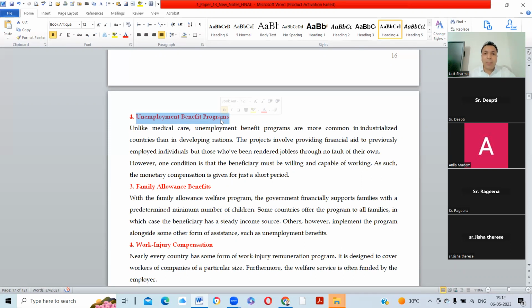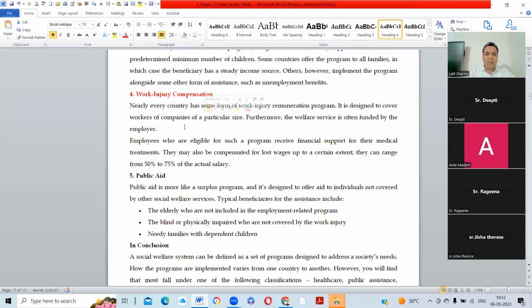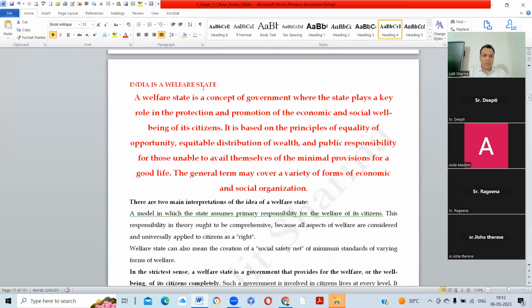Because you, being a principal, should know that in your schools various kinds of problems and queries come. So you should be aware of all these things, right? That's why it is in your syllabus. Family allowance benefit, work injury compensation, public aid, right? So all these things come under the social welfare scheme.